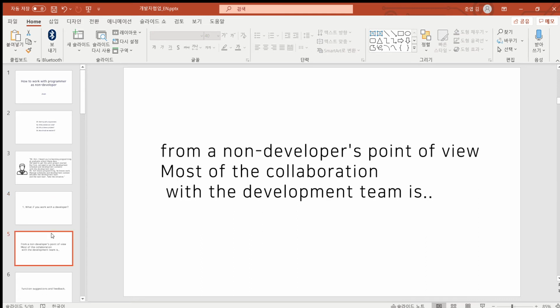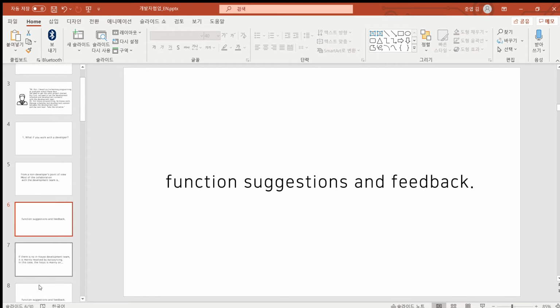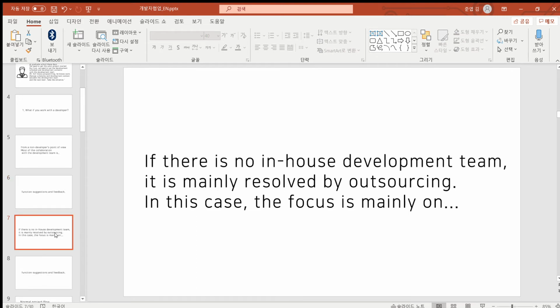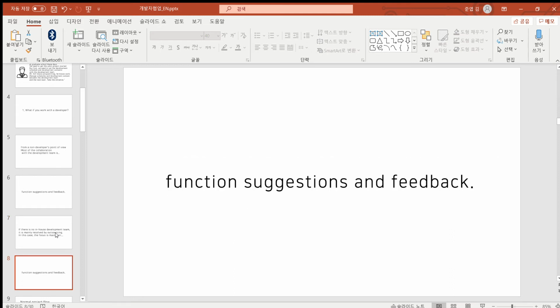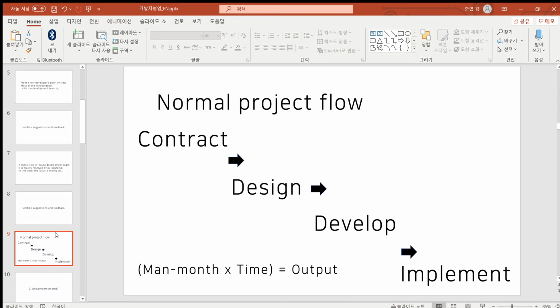From a non-developer's point of view, most of the collaboration with the development team is function suggestions and feedback. If there's no in-house development team in your firm or company, it mainly resolves that problem by outsourcing. In this case, the focus is also mainly on function suggestions and feedback.